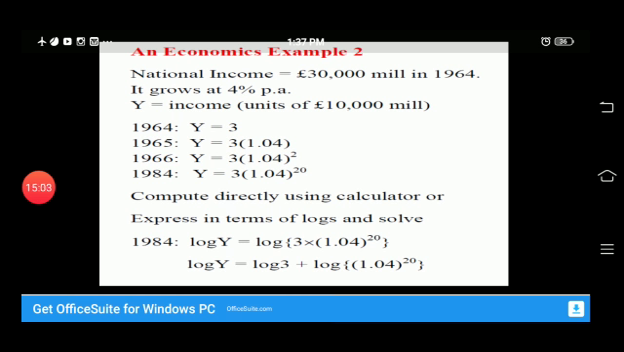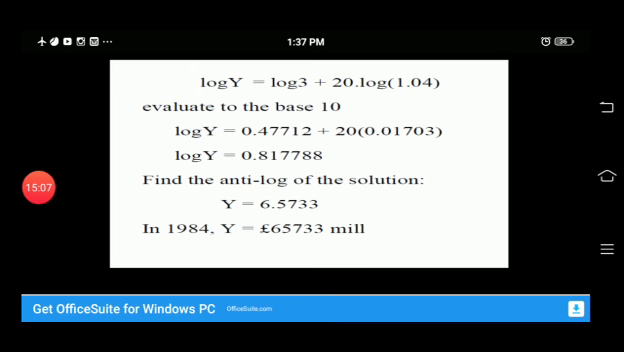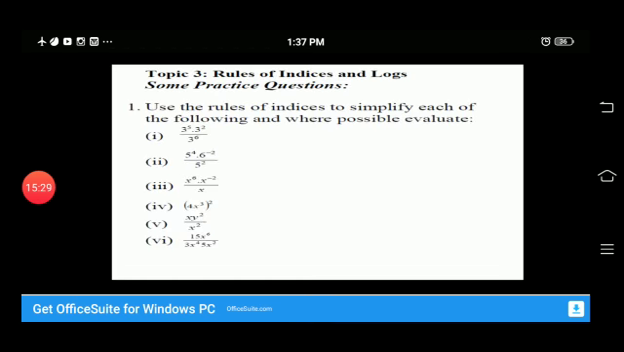So log of y is equal to log of 3 plus 20 log of 1.04. Simplifying it, we get that y is equal to 6.5733. As the unit was 10,000 million pound, we have multiplied the y 6.5733 by 10,000. What we get is that y is equal to 65,733 million.